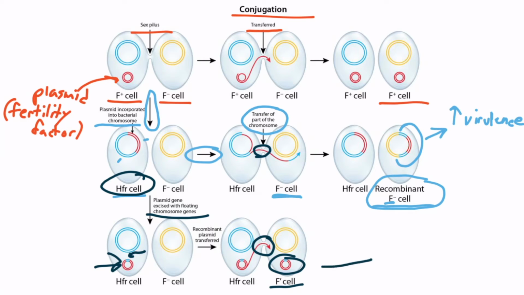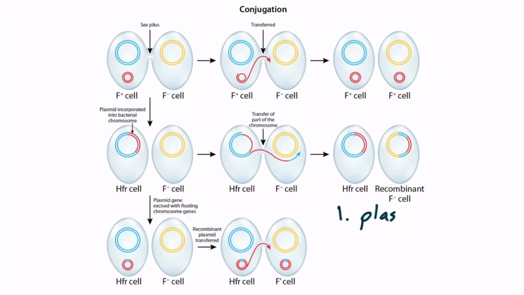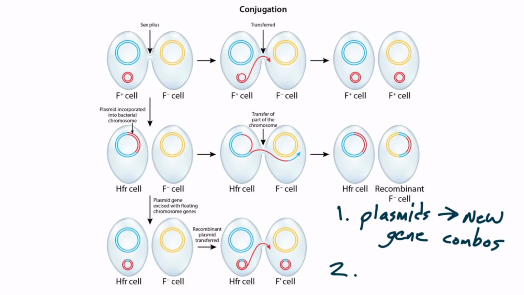And this F' cell has recombined genes, and those can be transferred horizontally, as though it were an F+ cell or an HFR cell. Now that's a lot of information, so let's break down the key takeaways that will help you dominate your exams. First, plasmids can facilitate new gene combinations. Second, plasmids and novel gene combinations can be transferred horizontally to new bacteria. So when you're done with this lecture and you're trying to remember conjugation, just think to yourself, plasmids.